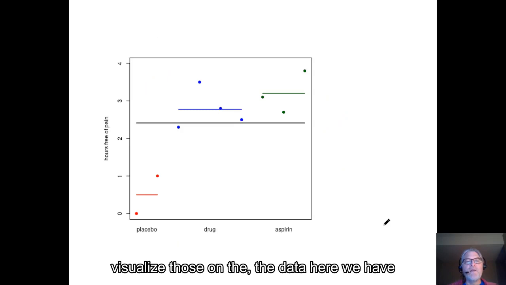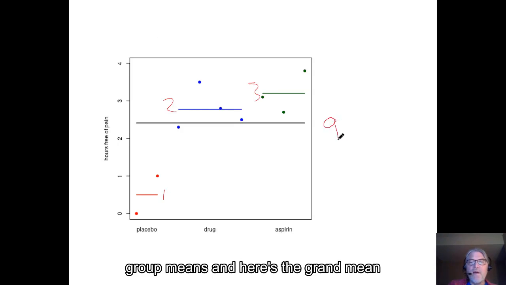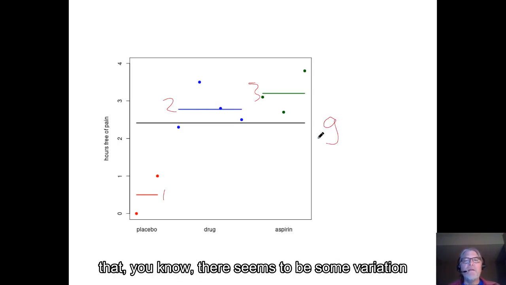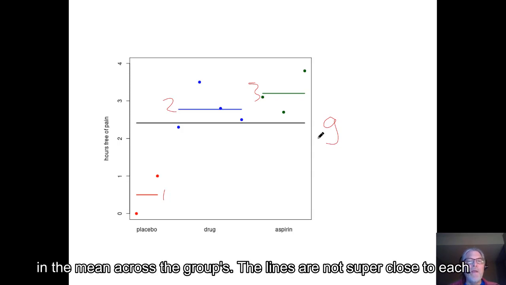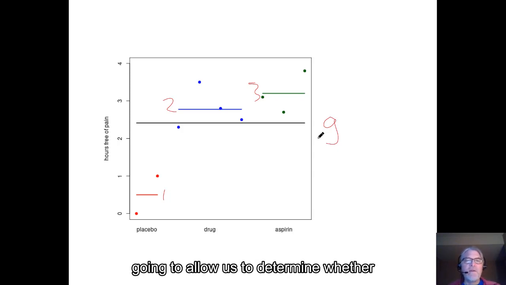We can visualize those on the data. Here we have the 1, 2, 3 group means, and here's the grand mean in black. And you can tell that there seems to be some variation in the mean across the groups. The lines are not super close to each other. And ANOVA is going to allow us to determine whether or not that's a significant difference.